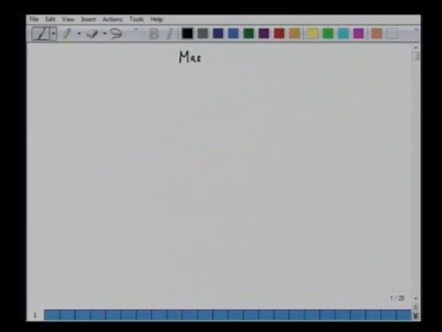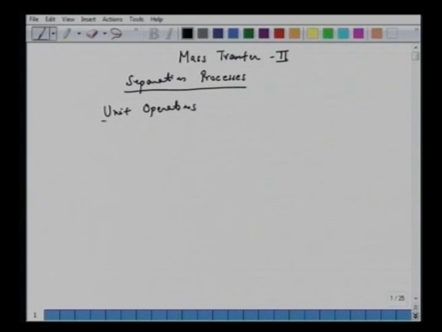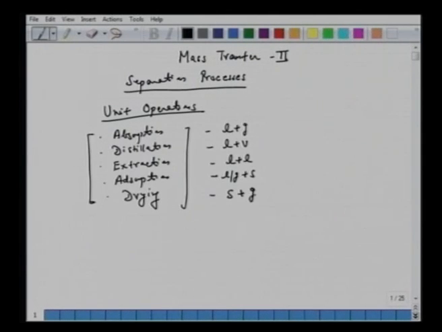Okay, so let's sum up what we have done in this course as far as approach is concerned. We started this course as mass transfer 2. We said it's about separation processes, and we said that we can classify different processes from the operation point of view as unit operations. For this course we said we are going to have discussion on absorption, then we switch to distillation, plus say gas or air.